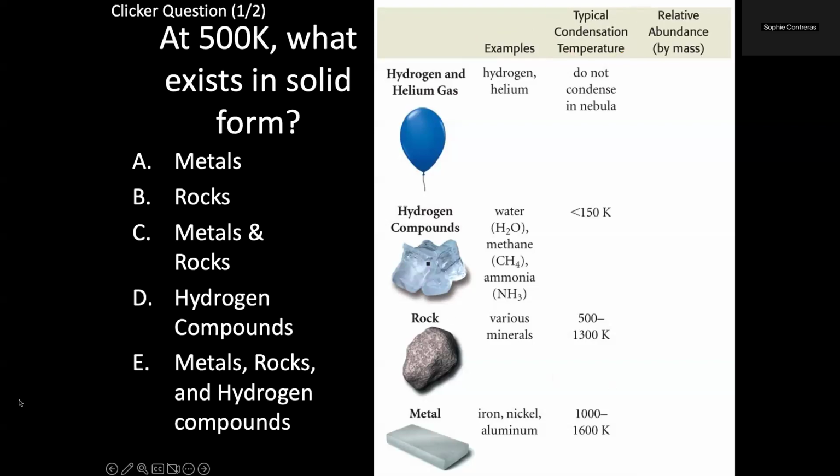Okay, let's see if we can use this information. All right. At 500 degrees Kelvin, and I know you're not supposed to say degrees in Kelvin, but I'm doing it for you. At 500 degrees, what exists in solid form? Is it A, metals, B, rock, C, metals and rock, D, hydrogen compounds, or E, metals, rock, and hydrogen compounds?